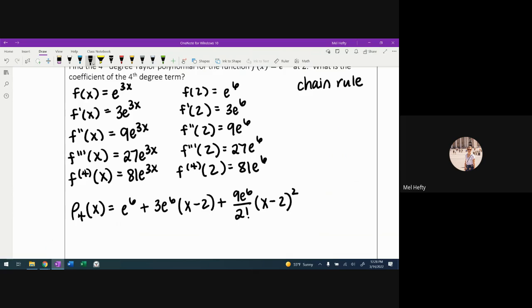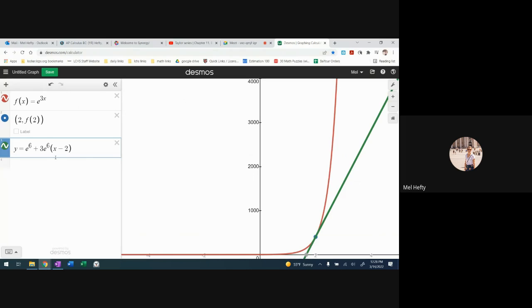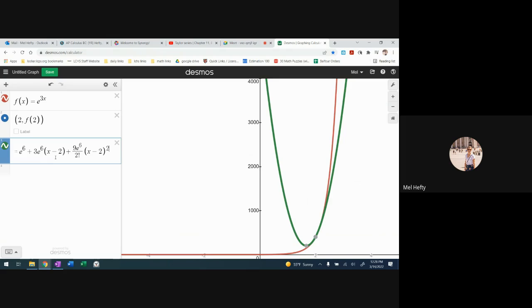So we're taking our second derivative, the 9e to the 6. Now that we're at our second spot, we're dividing by 2 factorial and doing x minus 2 squared. You could divide each of these by their corresponding factorial since 0 factorial is 1 and 1 factorial is 1, if you want to make sure you don't forget your factorials. All right, I'm going to type that in. 9e to the 6 divided by 2 factorial x minus 2 squared. All right, so we now have a parabola, kind of cool.